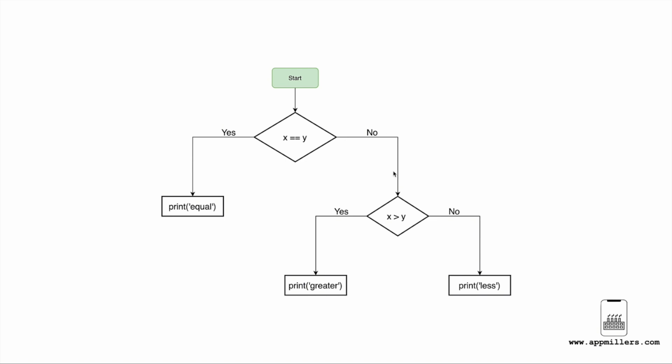As you can see, in the no case, we have another flowchart in which we are checking whether x is greater than y or not. If it is greater than y, we are printing out that it's greater. If it is not greater than y, we follow the no arrow, and in this case we are printing out that this is less.